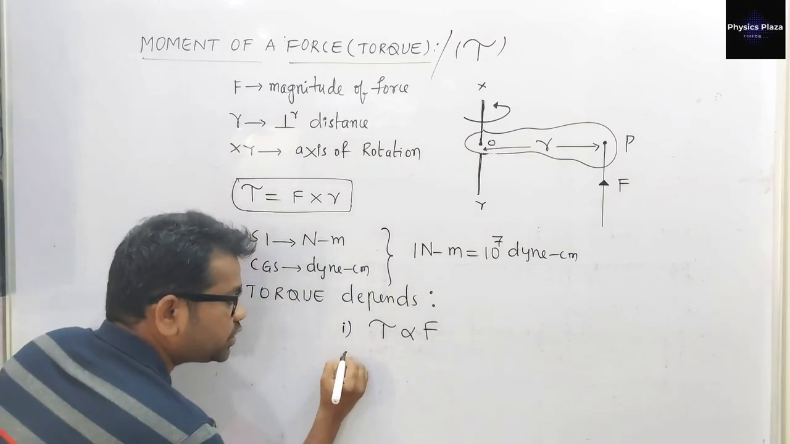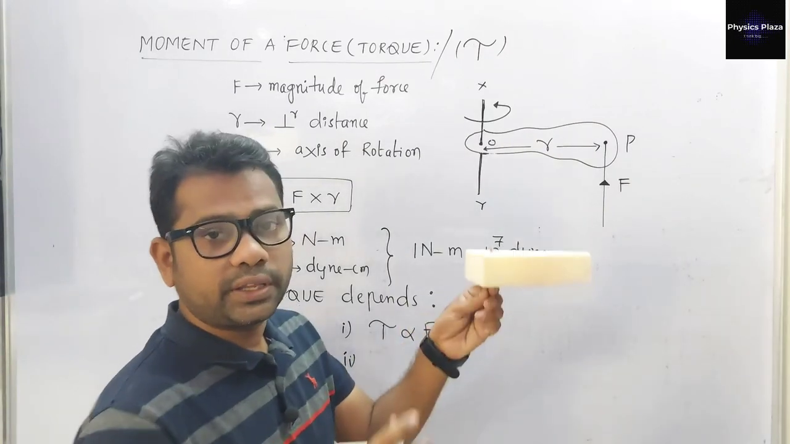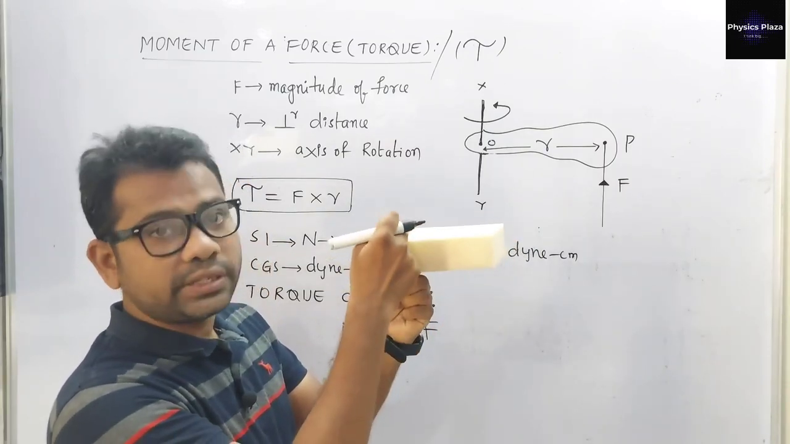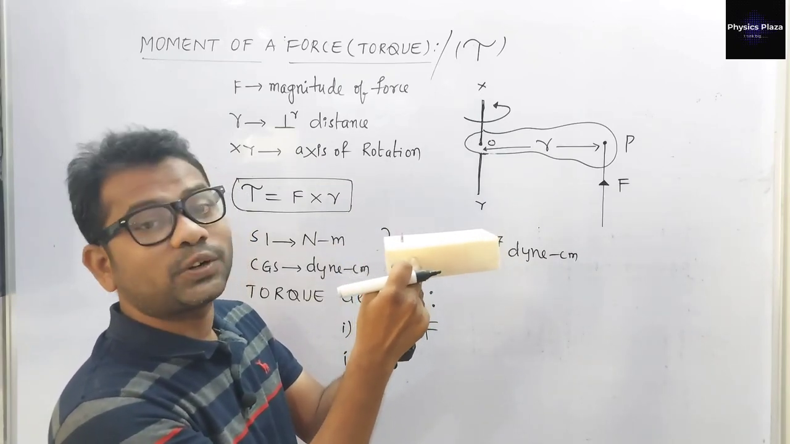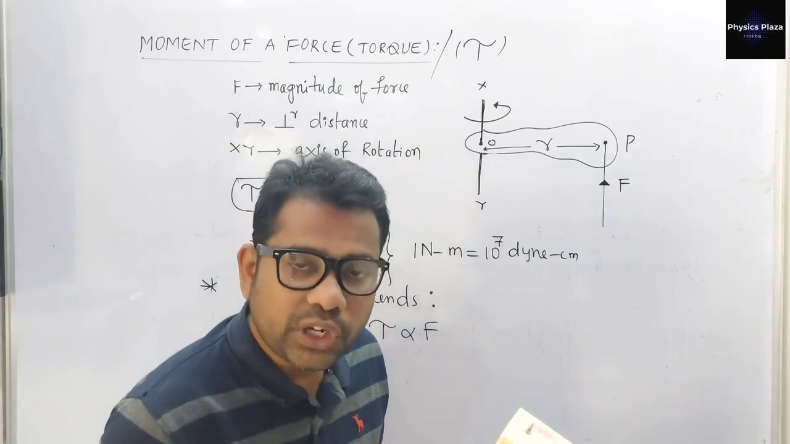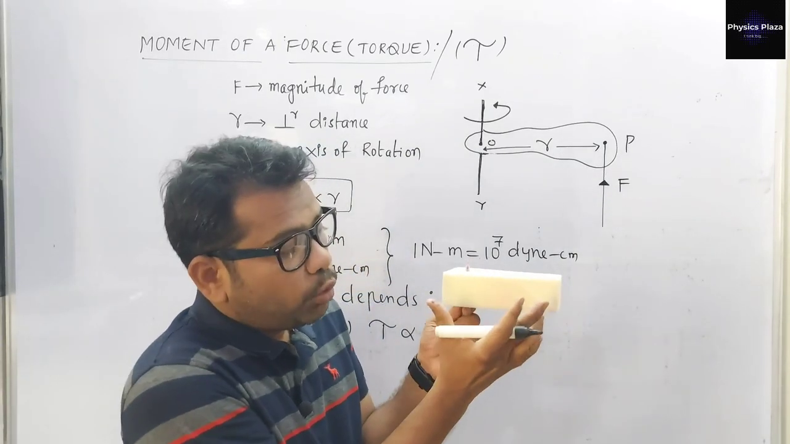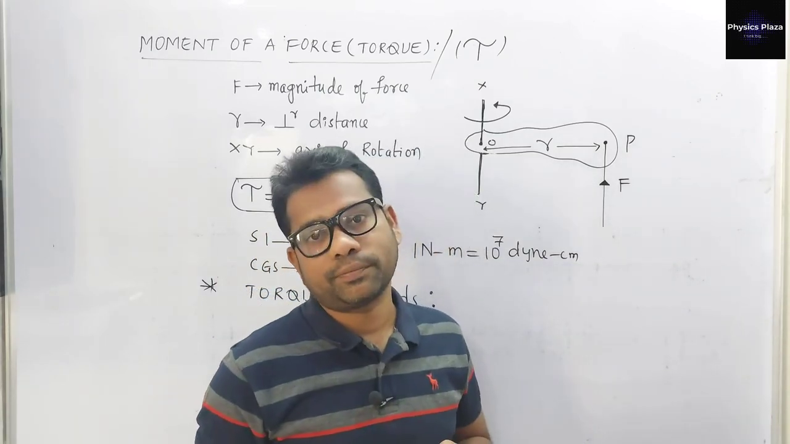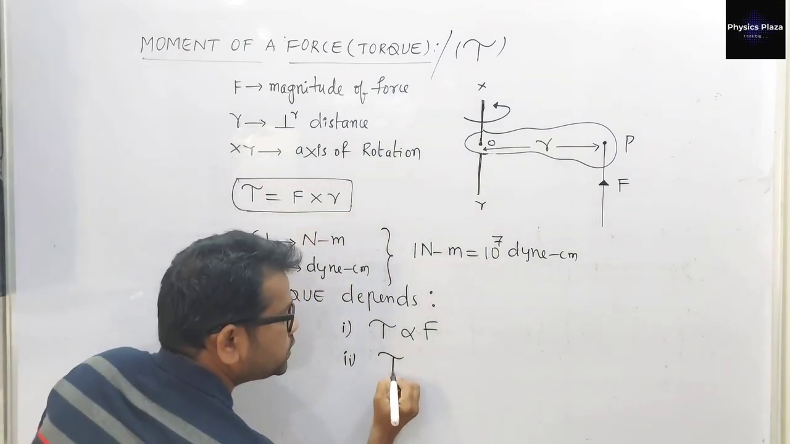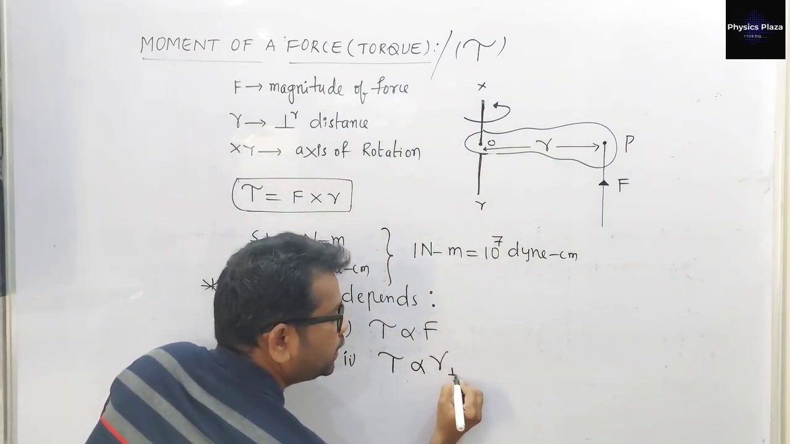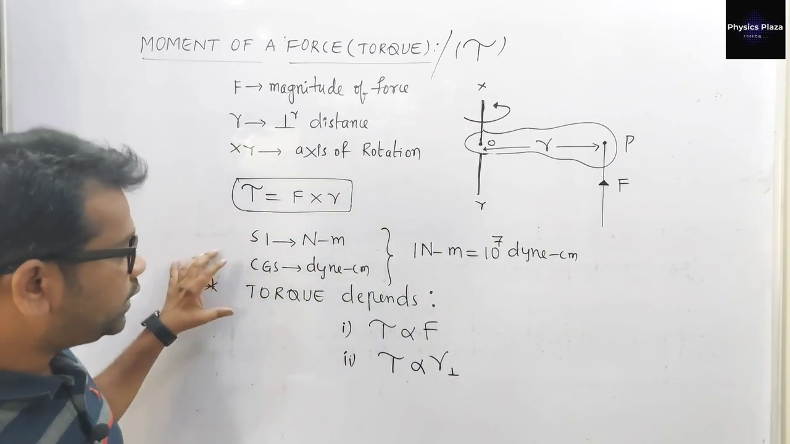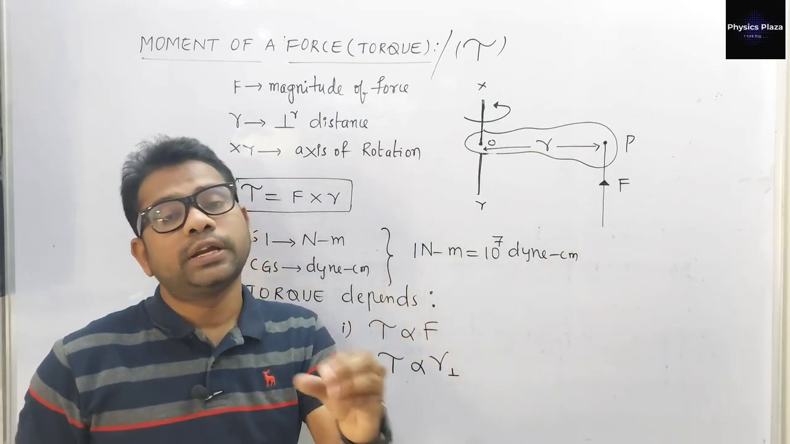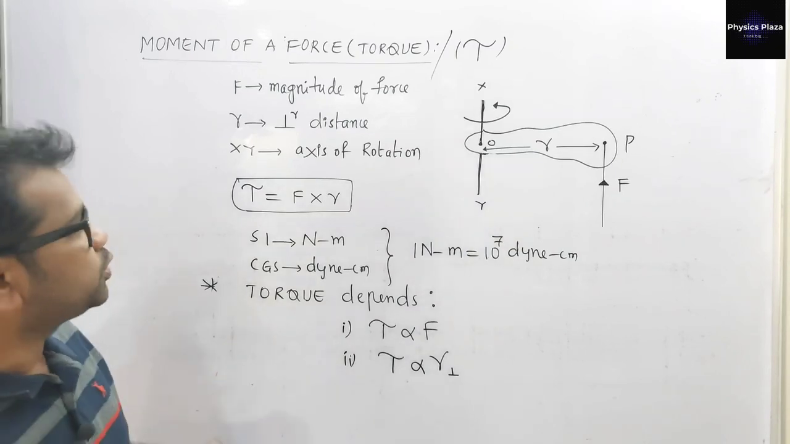And children, the second factor: look here. At this point, if I apply force, yes, it is turning. But near the axis of rotation, if I apply force, it is not turning, or the turning is very little. So for a given force, the more the perpendicular distance, the more the turning effect. Less perpendicular distance, less turning effect. So moment of force is also proportional to the perpendicular distance. So torque depends on two factors: magnitude of force and perpendicular distance. Hope it's clear. Just copy it, we'll proceed.